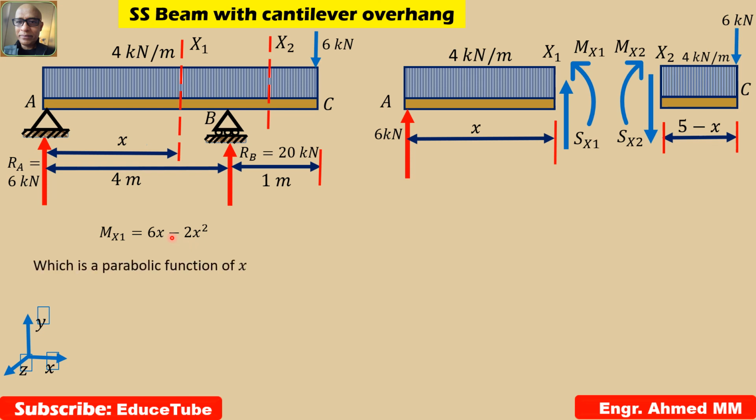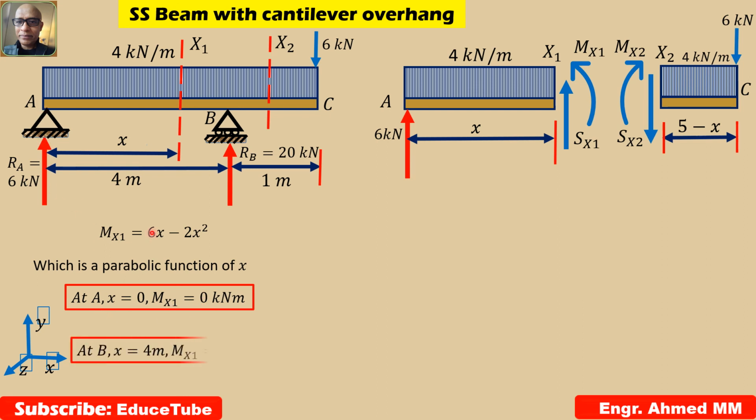Now what we can write? Here also, putting boundary condition, what we find? X equal to 0, it means moment also will be 0 at A, I mean at this point. Again, at B, if I put the value x equal to 4, surely it will come 16 times 2, 32 minus 24, so it is coming minus 8 kilonewton meters.